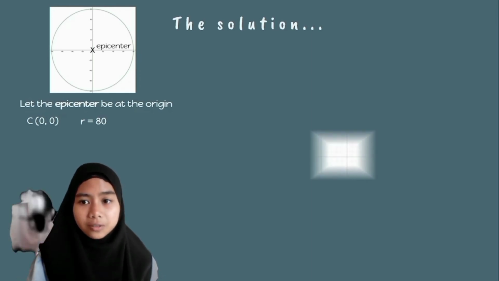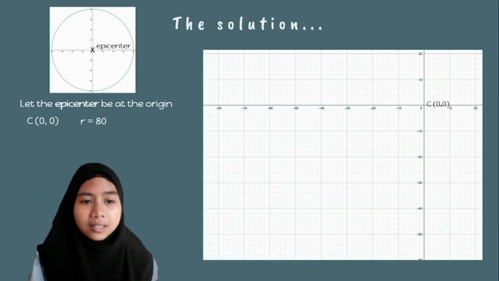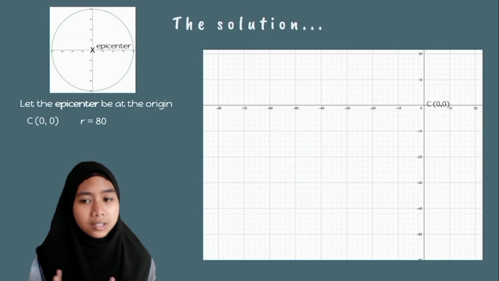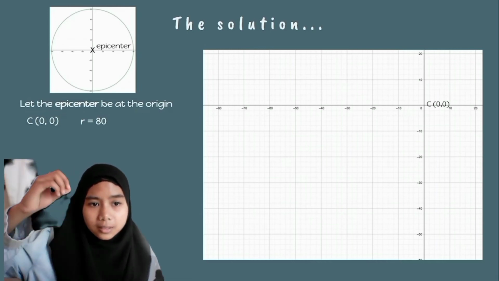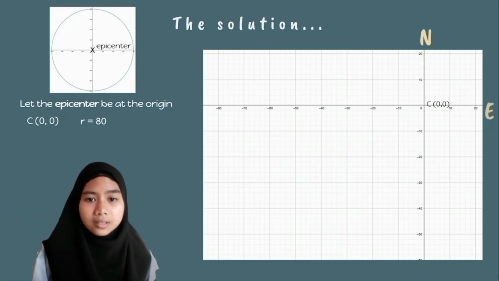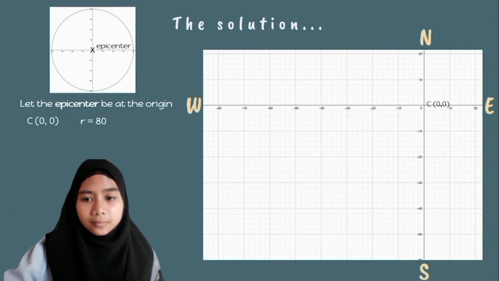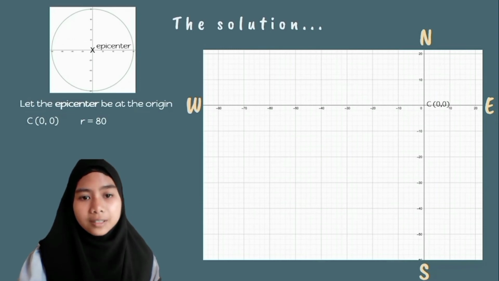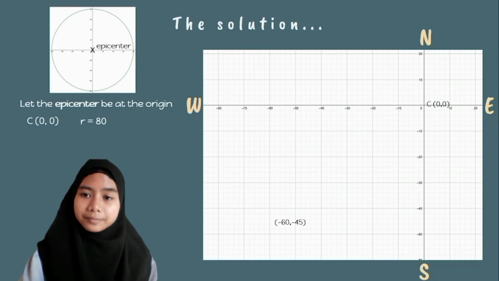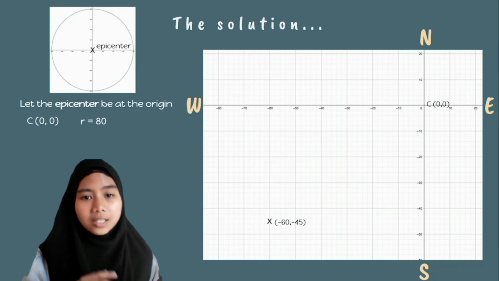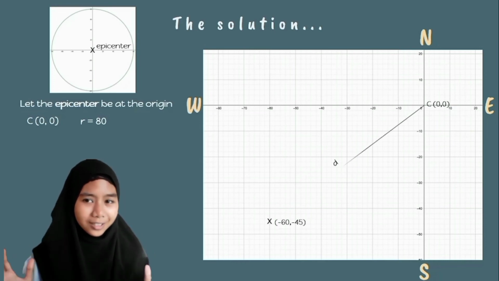So, if I locate your position using a Cartesian plane, 60 miles west is along the negative x-axis, and 45 miles south is along the negative y-axis, because this is the north, this is the east, then this is the west, then this is the south. So 60 miles west is at -60 and 45 miles south is at -45. Thus, this is your location. And the question is, if you are located at this point, can you feel the earthquake?